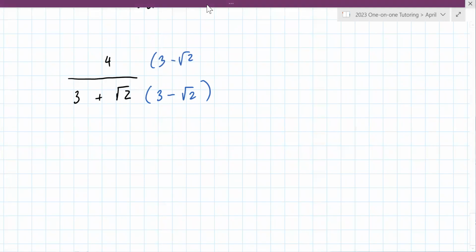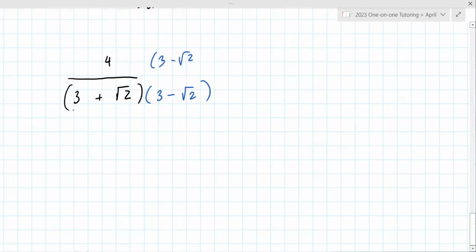So let's go 4 over 3 plus the square root of 2, like this. What is the conjugate based on what I told you? What changes about this? The conjugate? 3 minus square root of 2. Exactly. I don't think you'll see this, but it doesn't matter if this one's negative, it's only the operator that changes. All right. So what I'd like you to do now is to FOIL the bottom and tell me what you come up with.